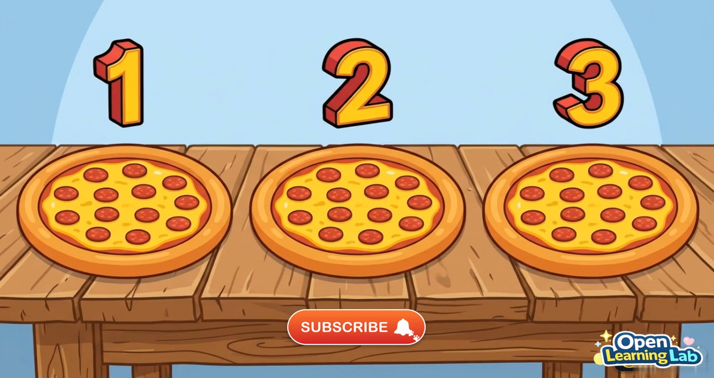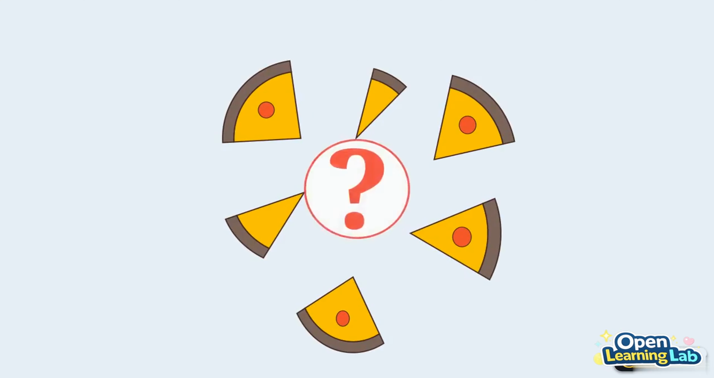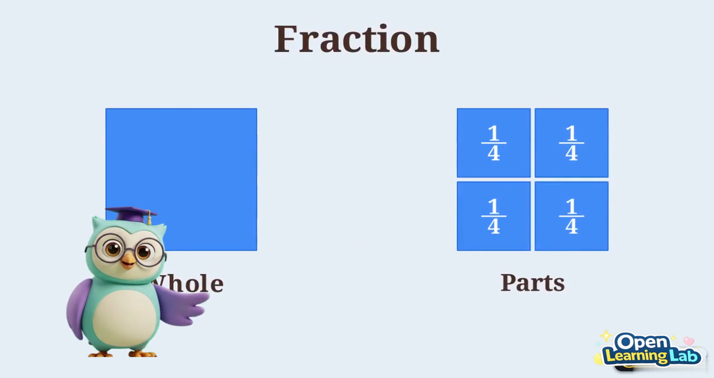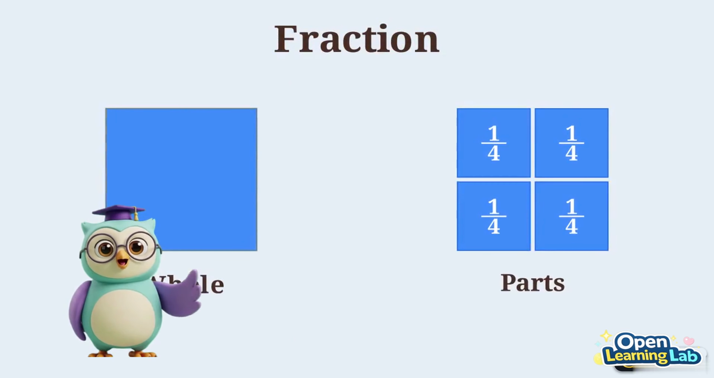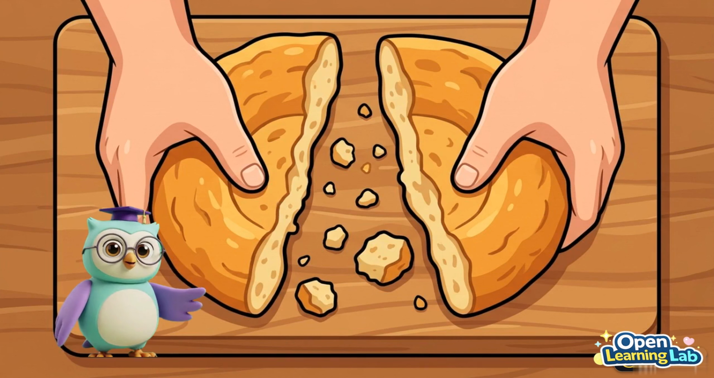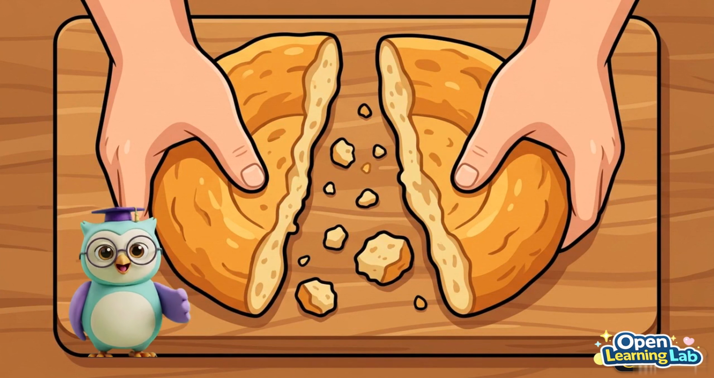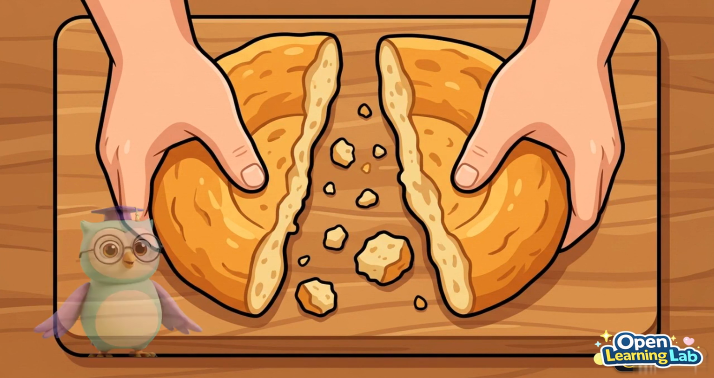We're all experts at counting whole objects, but when things are broken into pieces, we need fractions to describe what's left. A fraction is a specific way to show and talk about parts of a whole thing. The word itself comes from the Latin word fractus, which means broken. You can see it here carved into these stone pieces.